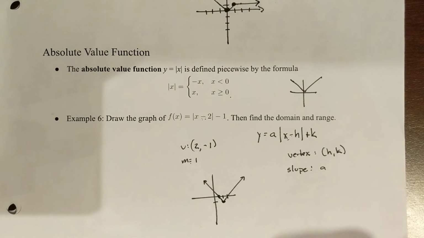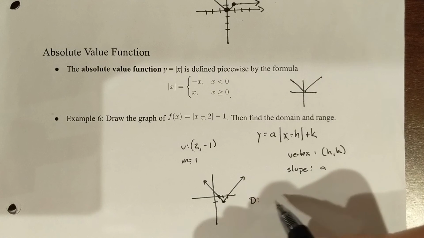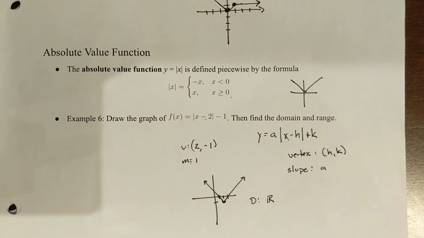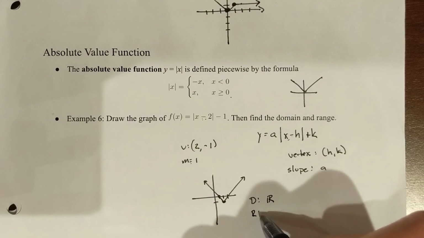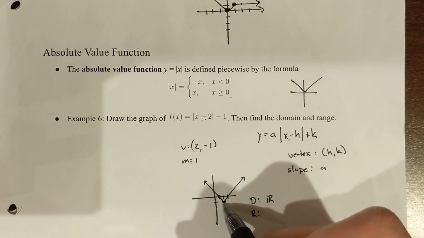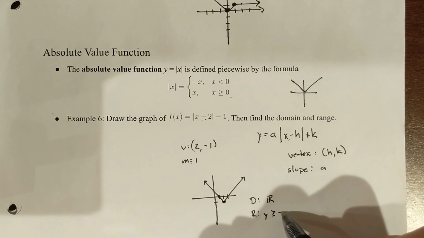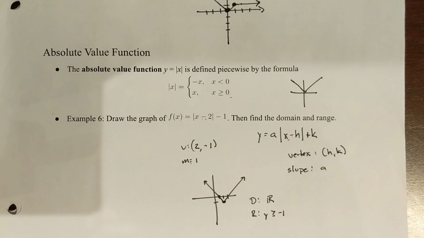It says then find the domain and range. The domain is all reals, because I can use any x value. The range, though: the point of the V is at negative 1 on the y value, so y must be greater than or equal to negative 1, because I can't go below that value. It can be negative 1, I just can't go less than.